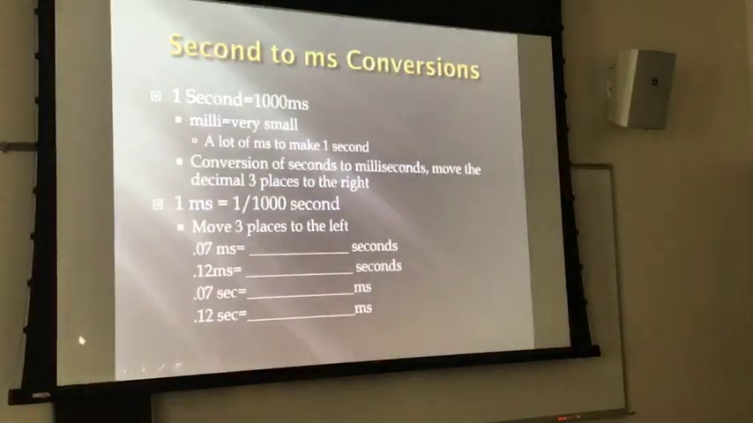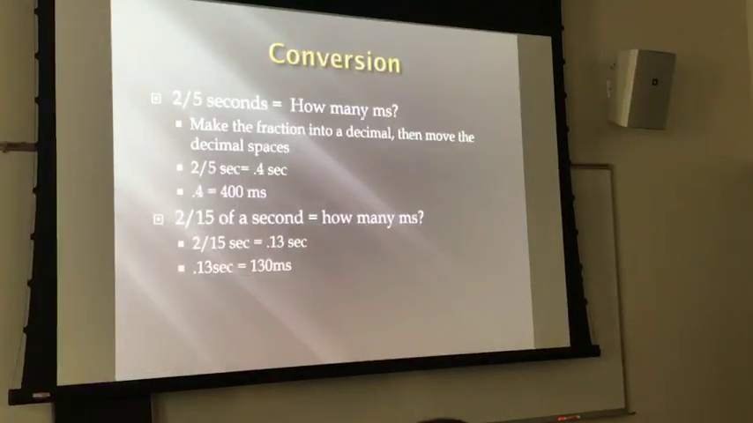So 0.07 seconds is going to be how many milliseconds? Move 3 places to the right. It's going to be 70 milliseconds. 0.12 seconds is going to be how many milliseconds? 1, 2, 3, 120 milliseconds. Okay?